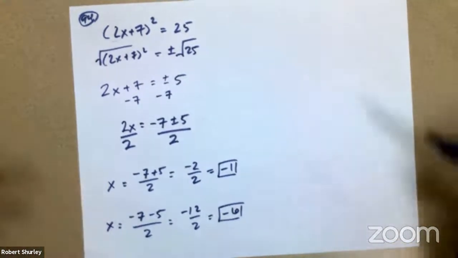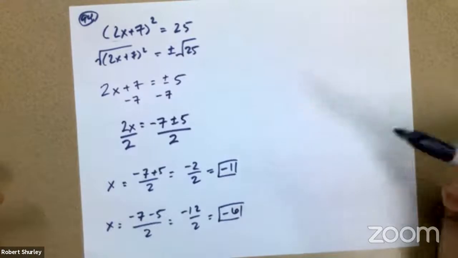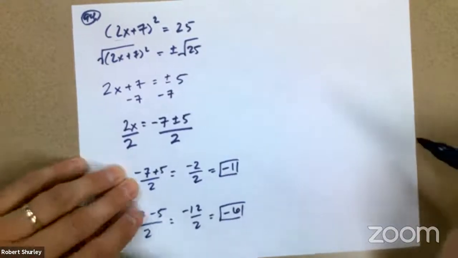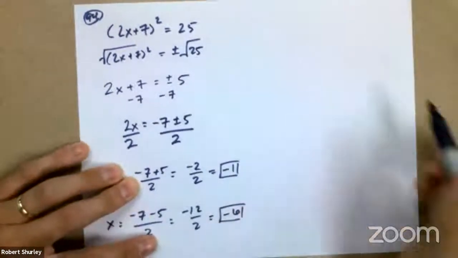Questions about that? That's the square root method. Pretty straightforward, not too crazy.